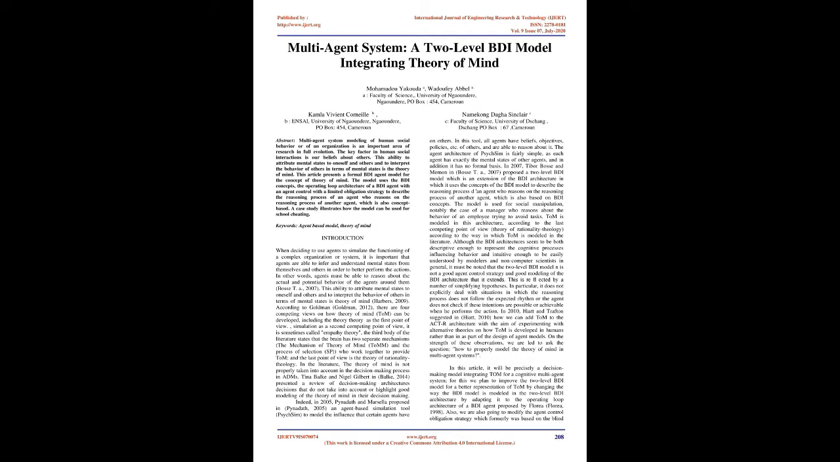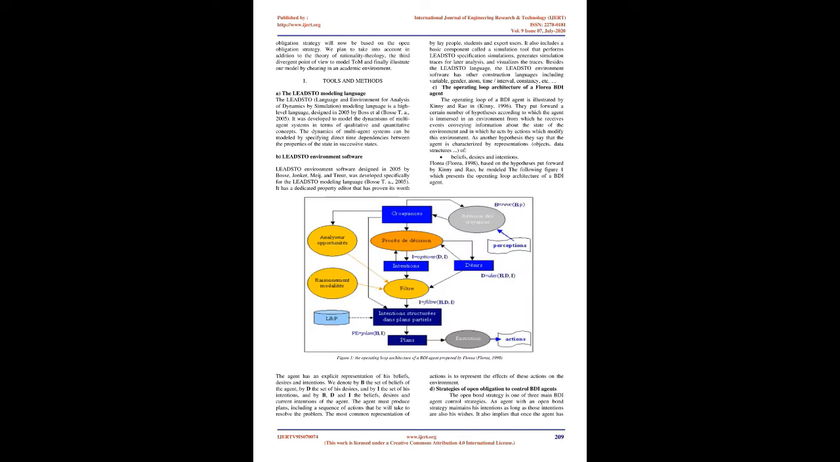The agent architecture of PsychSim is fairly simple, as each agent has exactly the mental states of other agents, and in addition it has no formal basis. In 2007, Tibor Bosse and Memon, BDI, 2007, proposed a two-level BDI model which is an extension of the BDI architecture in which it uses the concepts of the BDI model to describe the reasoning process of an agent who reasons on the reasoning process of another agent, which is also based on BDI concepts. The model is used for social manipulation, notably the case of a manager who reasons about the behavior of an employee trying to avoid tasks.